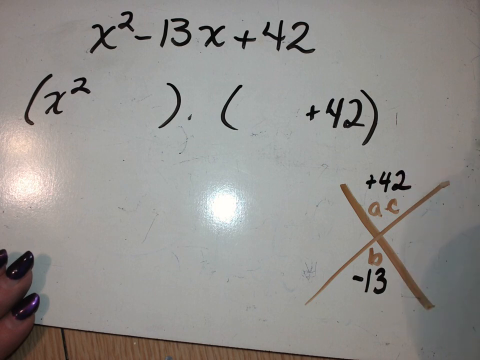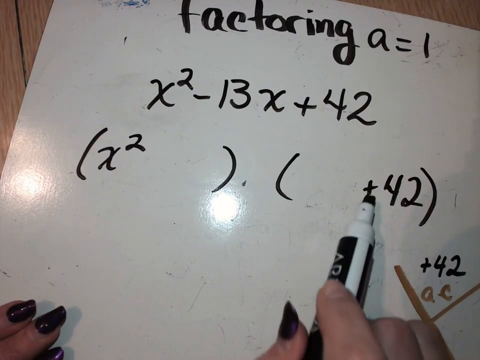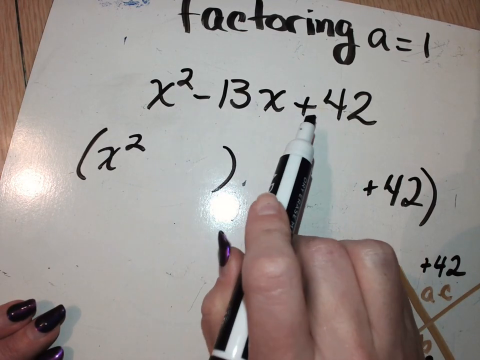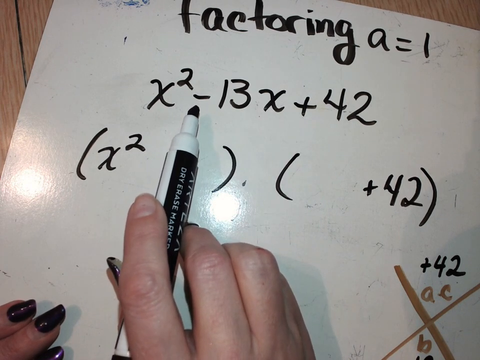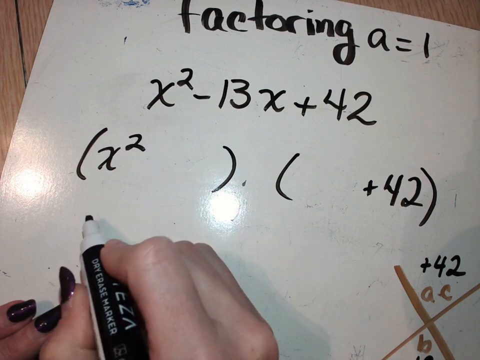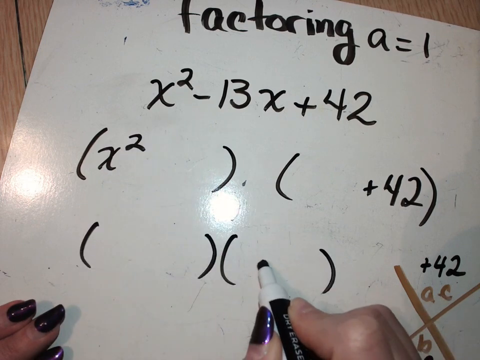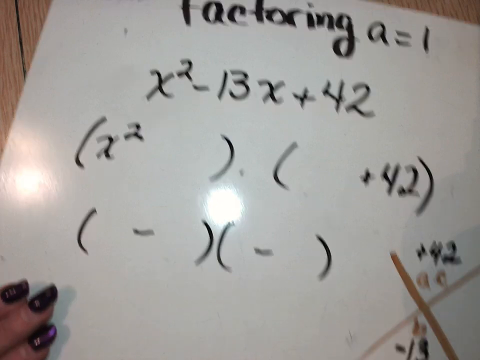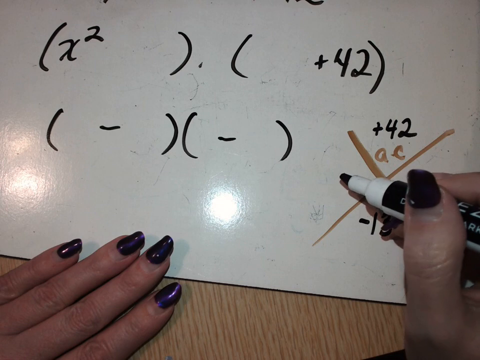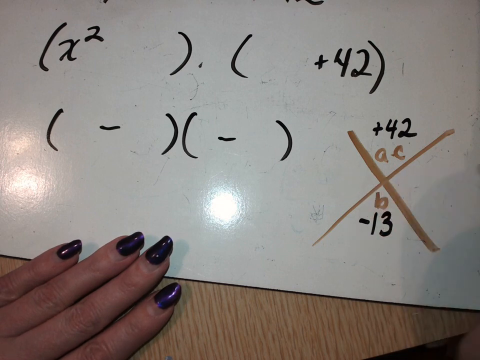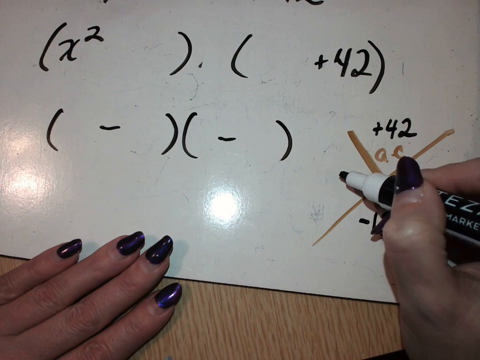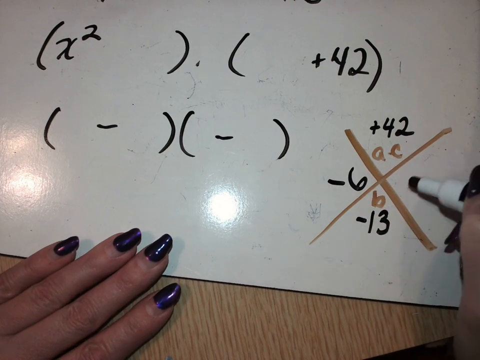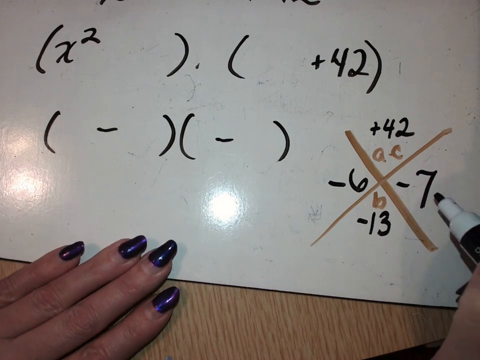Because it's positive here but negative here, we have to ask ourselves, is it going to be a positive positive or a negative negative? We look over to the b term and we see a negative here. So we know that both of these are going to be negatives, because negative times negative is a positive. So we're going to think through what multiplies to 42 but adds to negative 13, and that is a negative 6 and a negative 7. So we're going to put those in here.